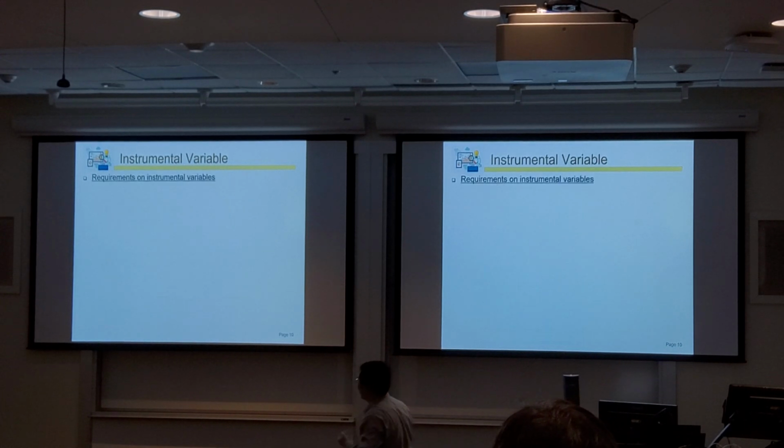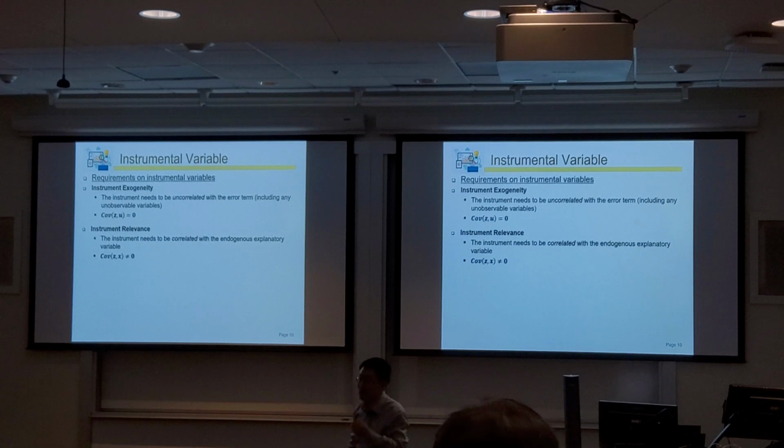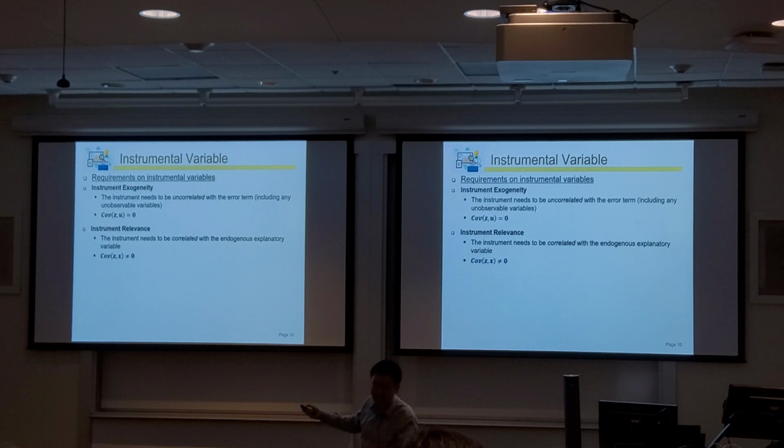So those are hard to find, right? The two requirements for an instrumental variable are twofold. One is what we call exogeneity. The instrumental variable has to be exogenous, in the sense that it cannot be correlated with the error. All right? On the other hand, it has to be relevant.